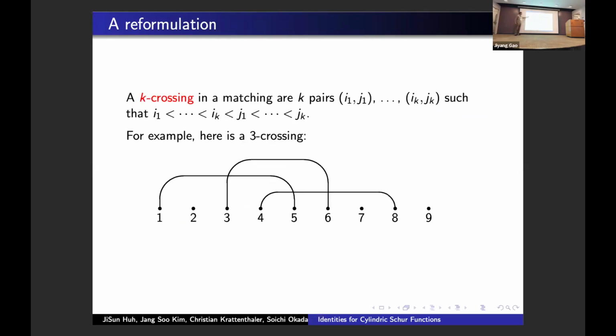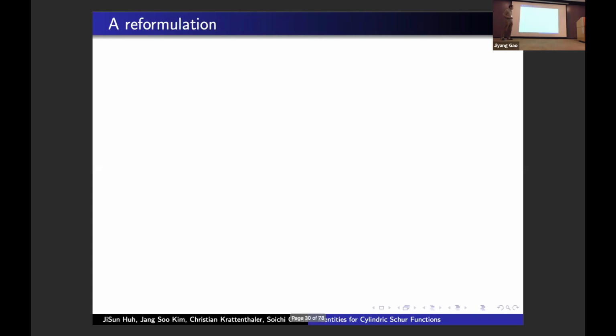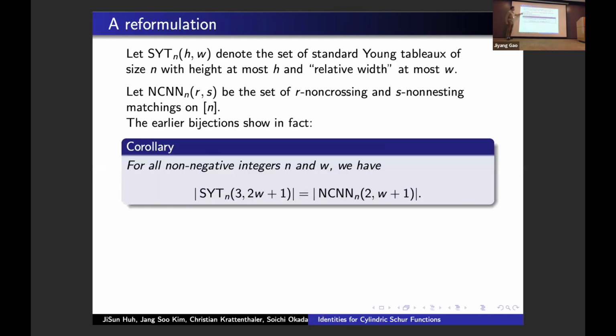And then what is a k crossing? The k crossing is k matching arcs such that any two of them intersect. This is a k crossing, and then k nesting suggests itself. If you have k arcs where the first is inside the next and the next is inside the next, this is a k nesting. What we have here is matchings of 1 up to n without a 2 crossing and without an h+1 crossing.